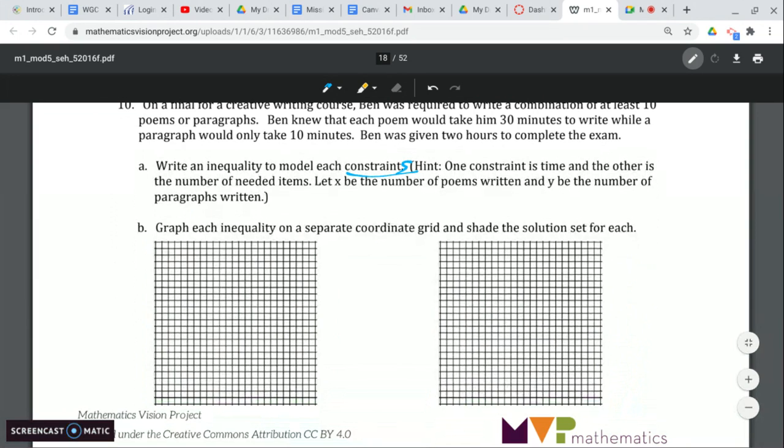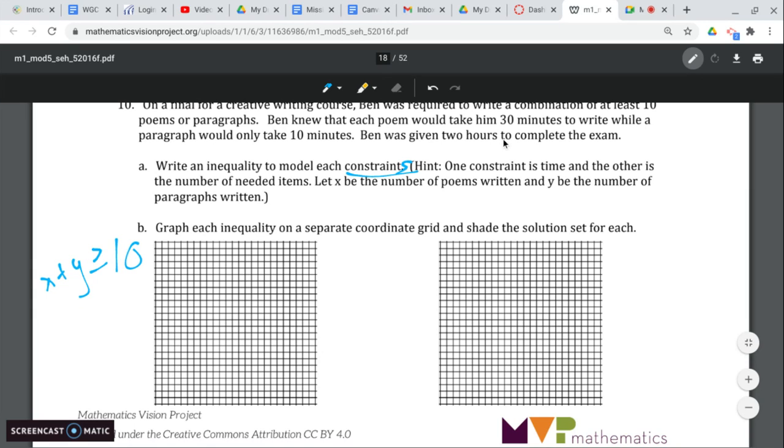So for the inequality about number of items needed, he has to write a combination of at least 10, so we're going to have 10 greater than or equal to poems or paragraphs. Well, it tells us poems is x and paragraphs is y, so x plus y is greater than or equal to 10 because he could have more than 10. He's not limited. So now we want to do the time limit.